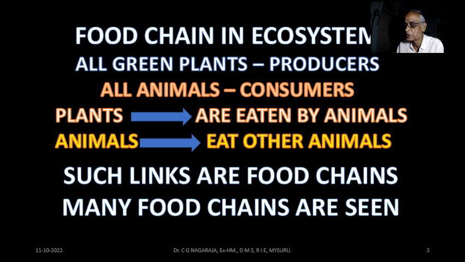Such links are food chains. Many food chains are seen in the ecosystem. You may see a food chain in the forest, a food chain in the pond, a food chain in marine animals, a food chain in deserts. So different types of food chains are possible in the ecosystem.